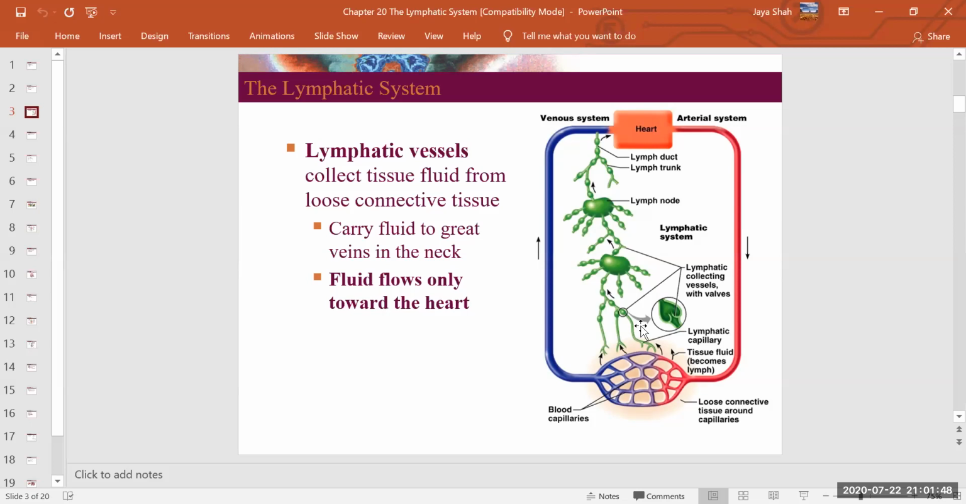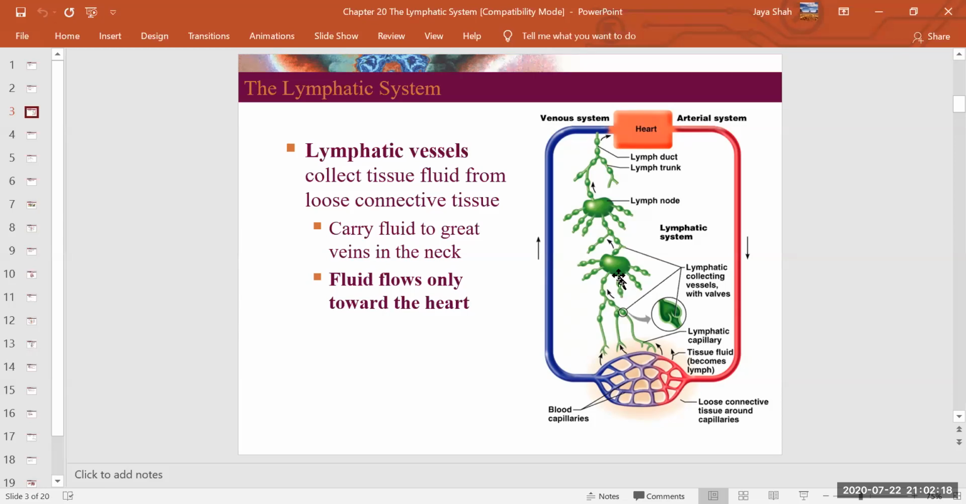And you see there are valves in the lymphatic collecting vessels. So after lymph capillaries, the next structure is lymphatic collecting vessels. And in the lymphatic collecting vessels, you have lymphatic valves. Okay, those valves take lymph fluid up, but do not allow it to come down. And then after the lymphatic capillaries, it goes to your nearby lymph nodes.